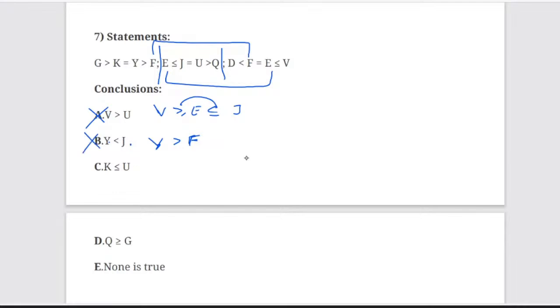Now, K is less than equal to U. K is here in the first one. K. Then U is where? U is here in the second one. So K is equal to Y. Y is greater than F. Again the same thing. K is equal to Y and Y is greater than F. But it is asking for K is less than equal to U. So again that will be wrong.